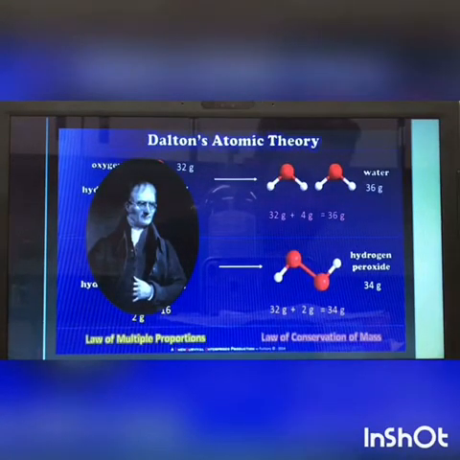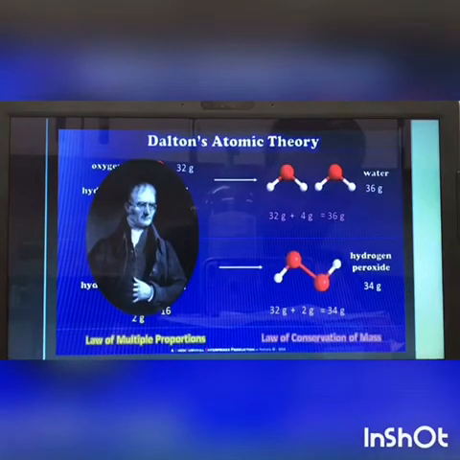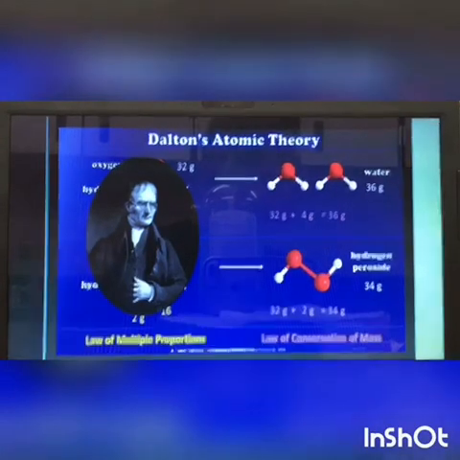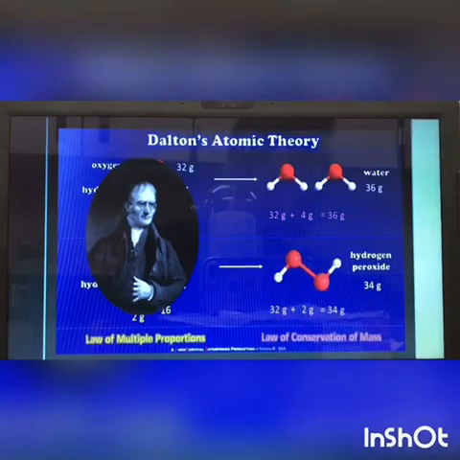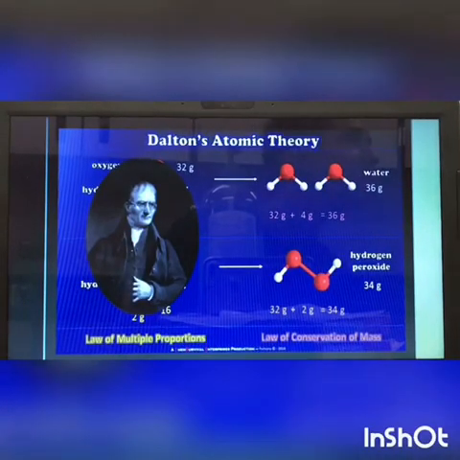In conclusion, John Dalton was a scientist who had come up with more information about the atomic theory. He made his discovery while working with gases, and he also made what is known and used to this day, the Dalton's law of partial pressures.